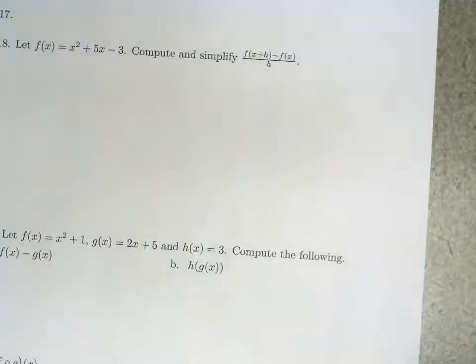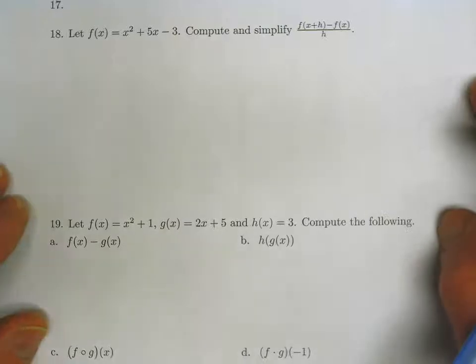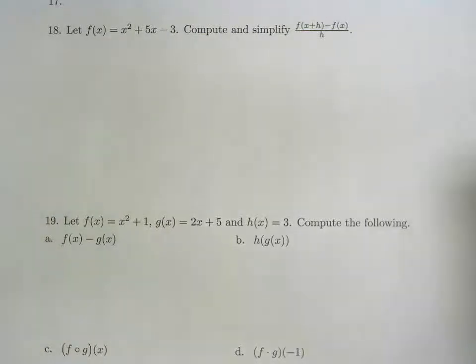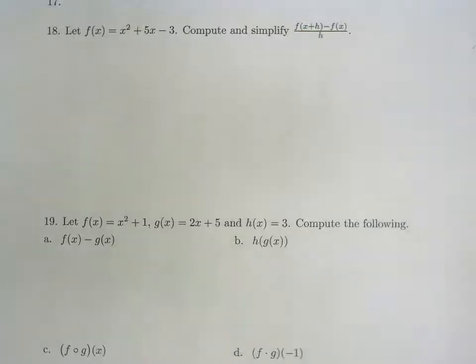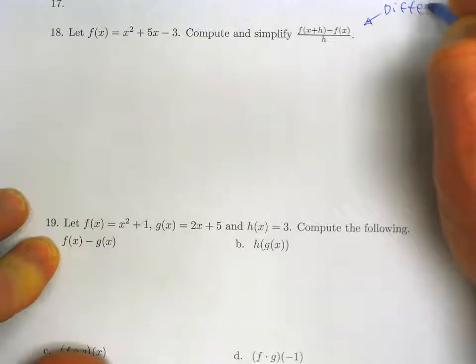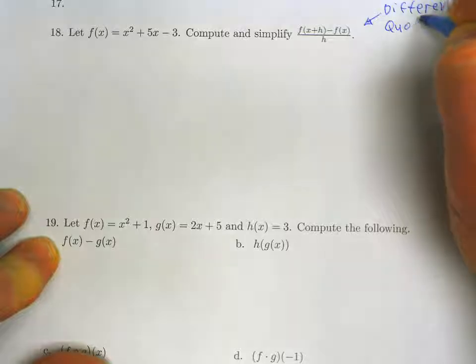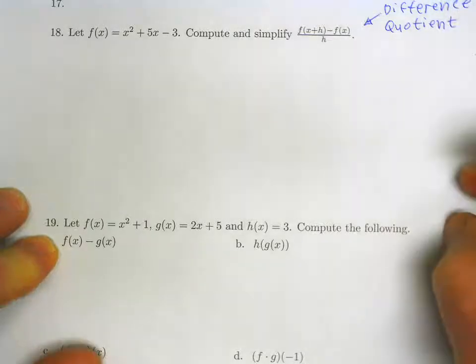Okay, number 18 is next. Number 18, let f of x be equal to x squared plus 5x minus 3. Compute and simplify f of x plus h minus f of x over h. I left out the words difference quotient. This is one of the difference quotients. It's just the slope of a line.